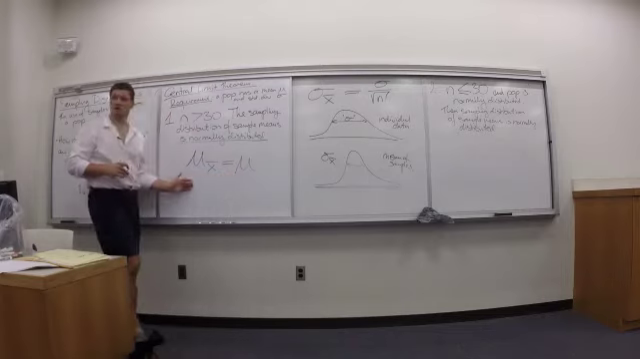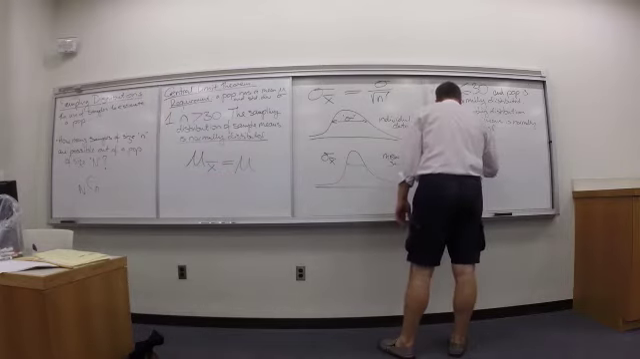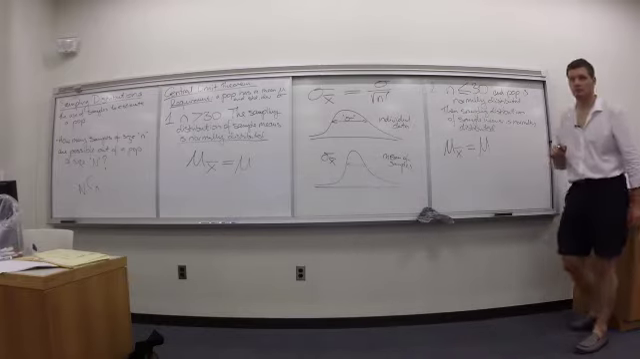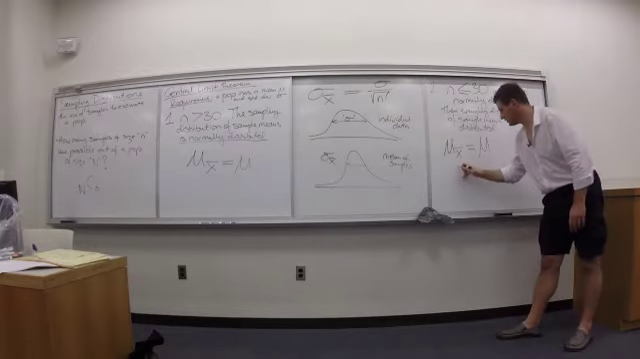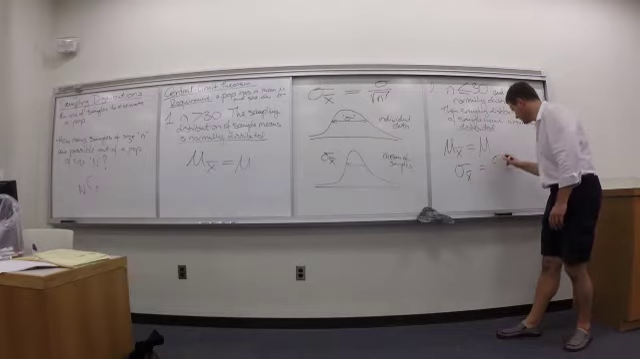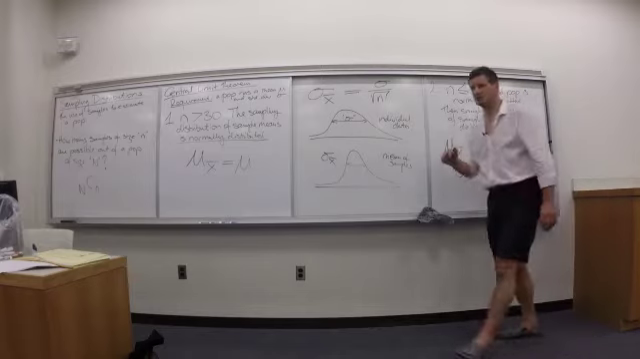So this applies. So the average of sample means is still the population mean. And this applies, which means that the standard deviation of sample means equals the population standard deviation divided by the square root of the sample size.